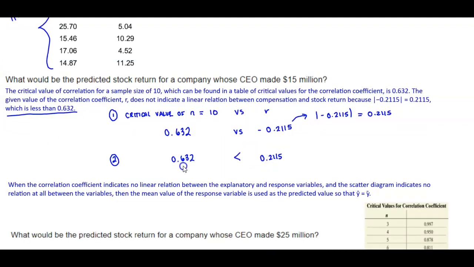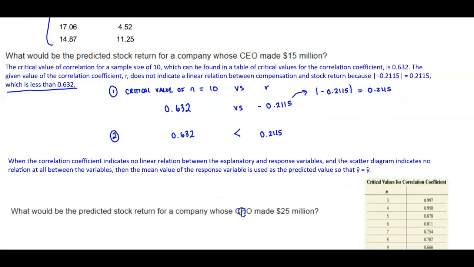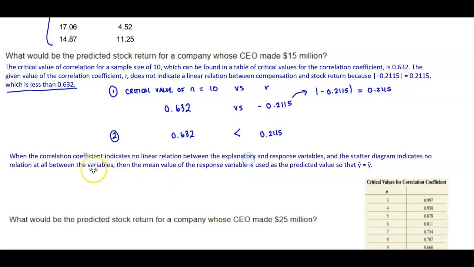Since the absolute value of r is less than 0.632, what happens here? When the correlation coefficient indicates that there's no linear relation between the explanatory and the response variables, and the scatter diagram indicates no relation at all between the variables, then the mean value of the response variable is used as the predicted value, so that y is going to equal the sample mean of y.